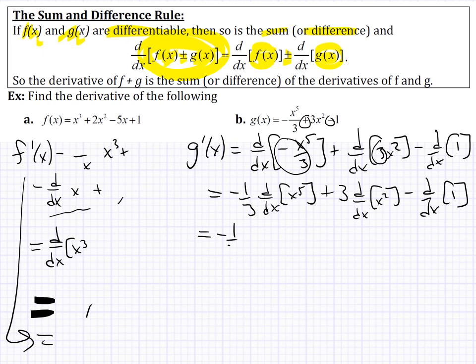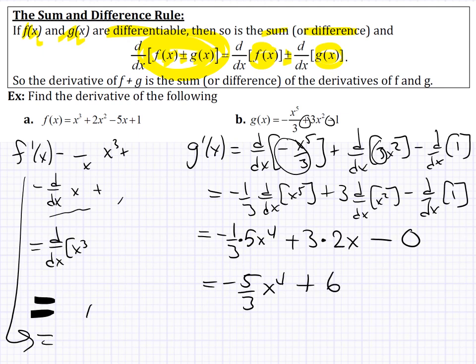And so looking at this, I have negative 1/3 times the derivative of x to the 5th, which would be 5x to the 4th, plus 3, and they're multiplied, plus 3 times the derivative of x squared, which is 2x, minus the derivative of 1 is 0. So I end up with negative 5/3 x to the 4th plus 6x. There's my derivative. Okay, so polynomial derivatives should be pretty easy, and with practice, you'll find that that is the case. But it takes practice. Okay, so let's go with one more example.